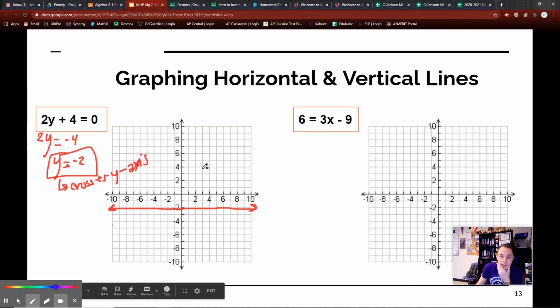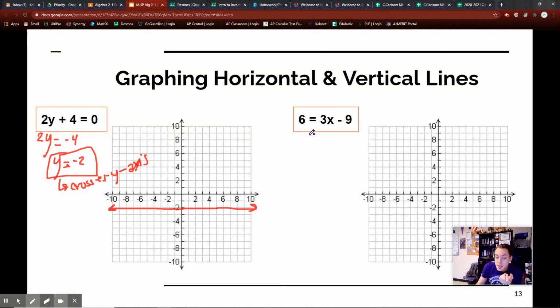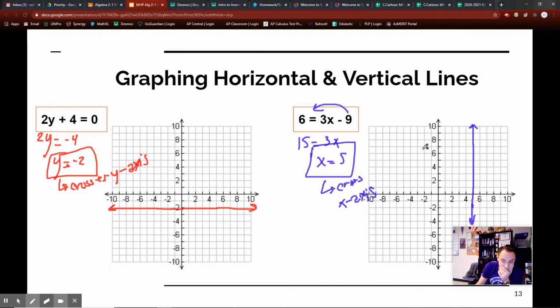This one, same thing. I just solve. So if I add the 9 over, I get 15. This is 3x, so x equals 5. So that means I cross the x-axis. Note that my line will not be horizontal. I cross the x-axis at 5. So 5 is right here, and I cross it right there. Awesome. Okay? And of course, you can plug this into Desmos, and Desmos will give you the exact same thing. All right, which is fantastic.